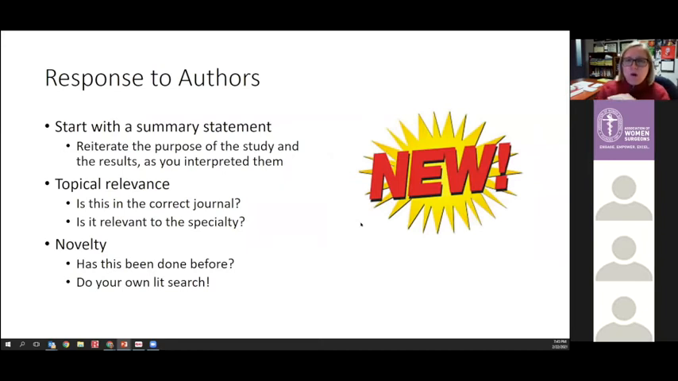Once you're going through the paper, you want to start, as has been said, with a summary statement. So reiterate the purpose of the study and then the results as you interpreted them. And so that's going to tell the authors what other people are getting out of the paper. And if it's something completely different than what they intended, then that's really valuable to them, because it tells them that they're not getting their message across.